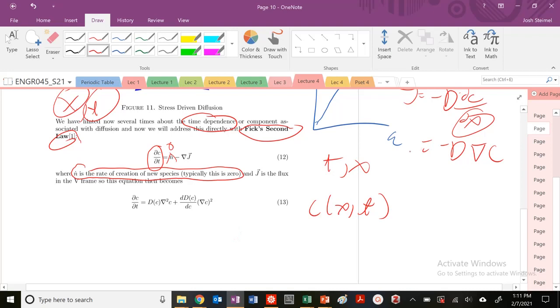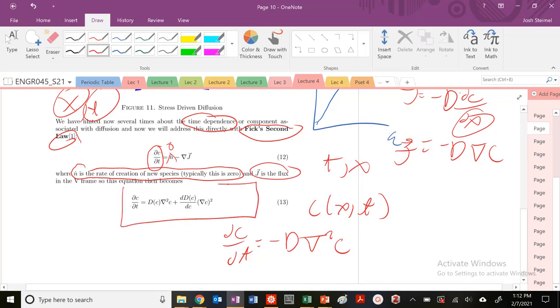So we know that this is our Fick's First Law. So dC/dt is going to be equal to minus D grad squared C. That's it. That's all we're dealing with. Now, J is going to be the flux in the v frame. Now, this equation in this most general form is this. You can see this looks exactly like our expression here, but our diffusivity, D, can be a function of concentration here.